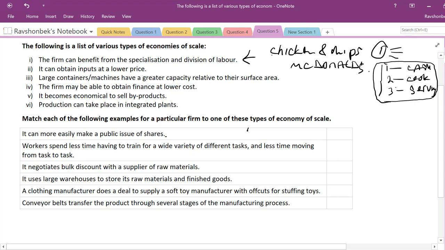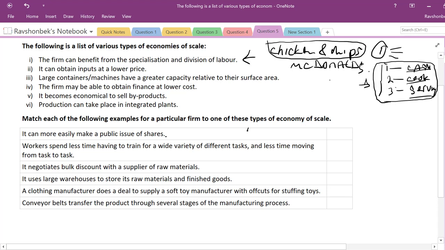Now, whenever this chicken and chip shop hires someone, they need to spend more time and resources to train this new person to do everything. While McDonald's hiring someone new will have to just train that person either to do the cash thing, or cook, or serve. So it's cheaper for them. So as a result of being larger, they are able to save on training and other costs.